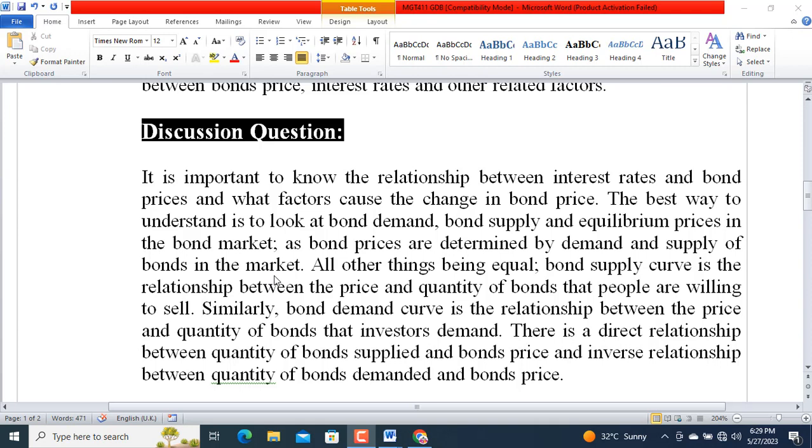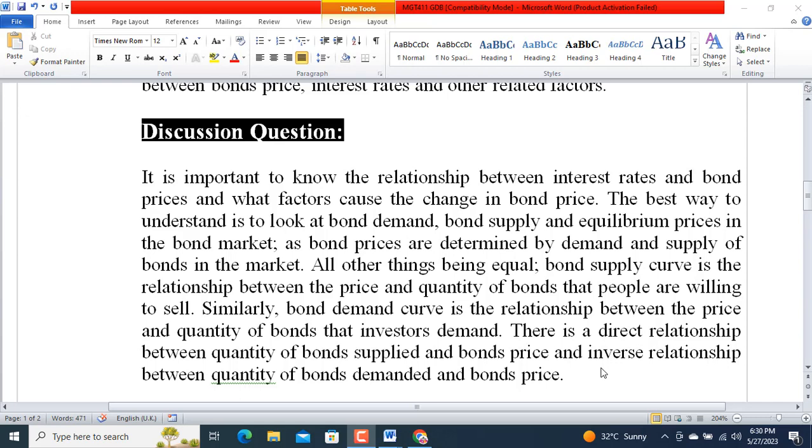All other things being equal, the bond supply curve is the relationship between the price and quantity of bonds that people are willing to sell. Similarly, the bond demand curve is the relationship between the price and quantity of bonds that investors demand. There is a direct relationship between quantity of bonds supplied and bond price, and an inverse relationship between quantity of bonds demanded and bond price.